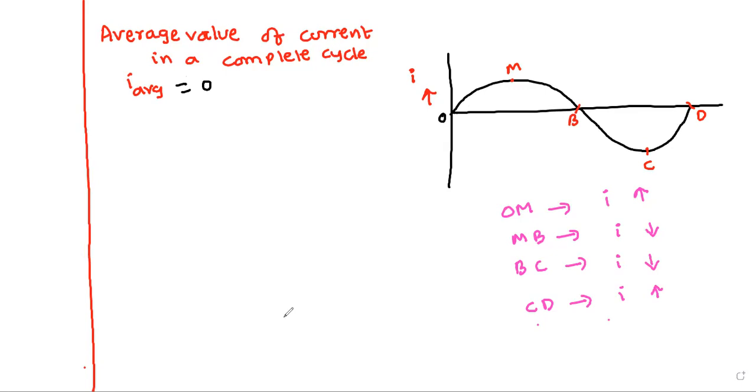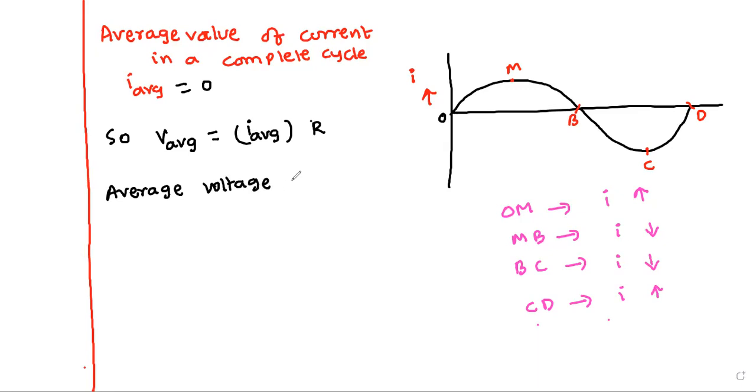Is it fine? So, as average current is 0, average voltage I can write as average current times the resistance of a conductor. So that means average voltage in a complete cycle is also 0.